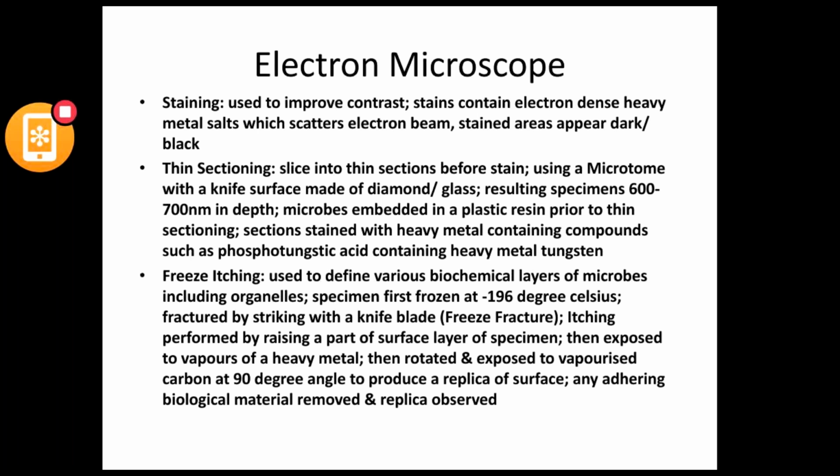So in thin sectioning, after freeze etching, whatever replica or specimen we get, we slice into thin sections before staining using a sophisticated piece of equipment called a microtome with a knife surface made of diamond or glass. The resultant specimens are around 600 to 700 nanometers in depth. Microorganisms are embedded in a plastic resin prior to thin sectioning. These sections are further stained with heavy metal containing compounds such as phosphotungstic acid containing the heavy metal tungsten.